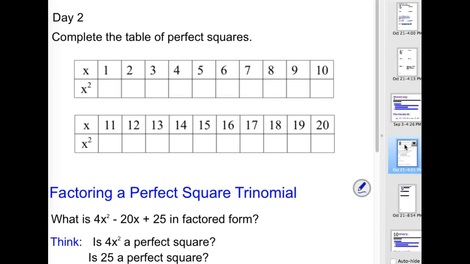Basically, we're just taking each of the numbers in the top row and we are squaring them. So if x is 1, 1 squared is still 1. If x is 2, 2 squared would give us 4. 3 squared is 9. 4 squared is 16. Go ahead and complete the chart. Just pause the video and turn it back on when you're ready.